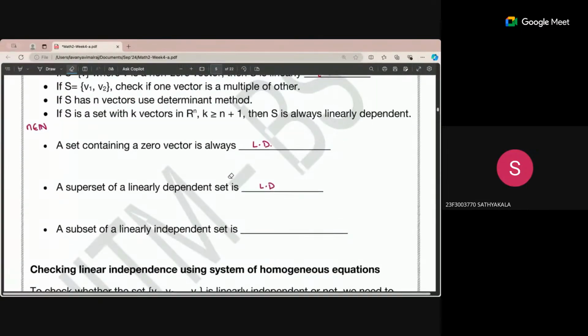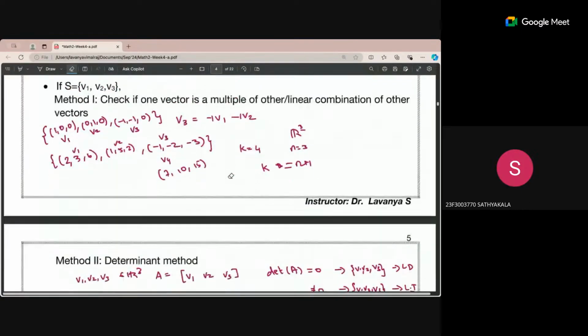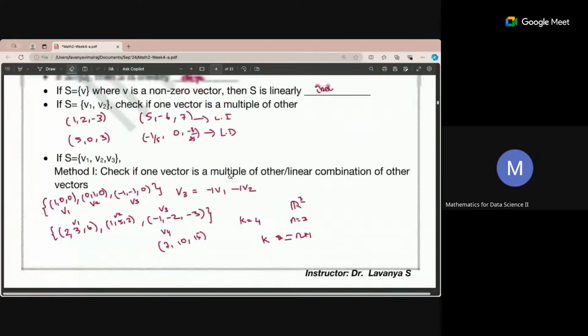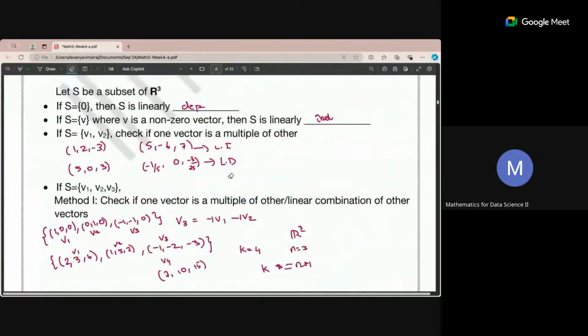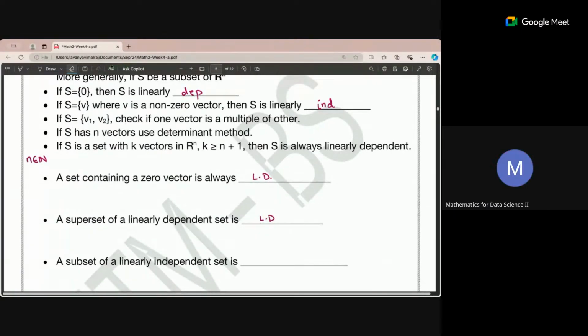Could you please explain what superset and subset mean? Where is the terminology I have used? So, A is a subset of B. You say that A is a subset of B and B is a superset of A. That's all. The one which contains the other is a superset. Okay.